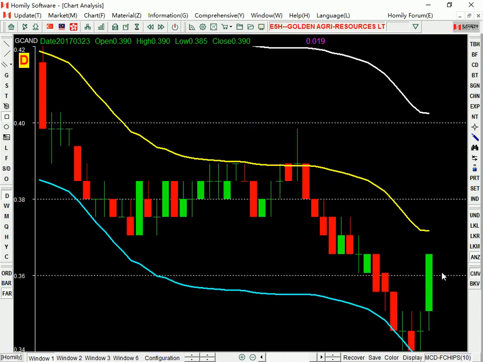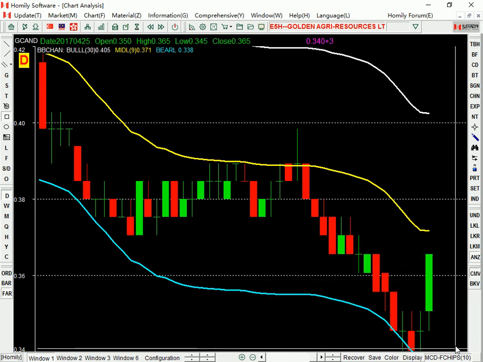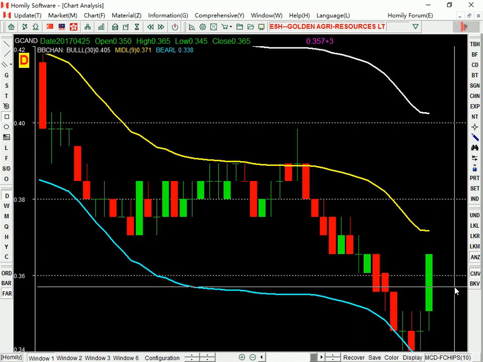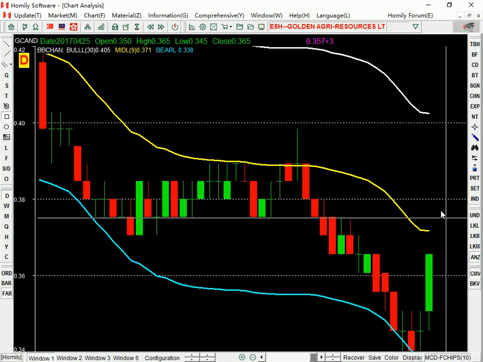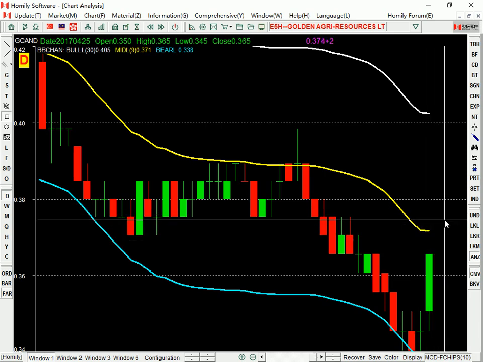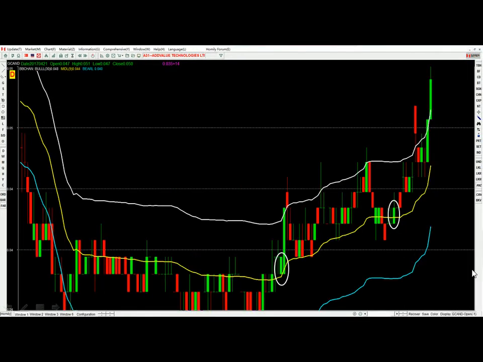So this is some special functions. Then let's see this one, golden agree. From down to flat, but the candlestick is still below. If you see the candlestick above the yellow line and the yellow line goes up, this is the buy point. Okay. So let's continue. This is the buy point. This is another buy point.